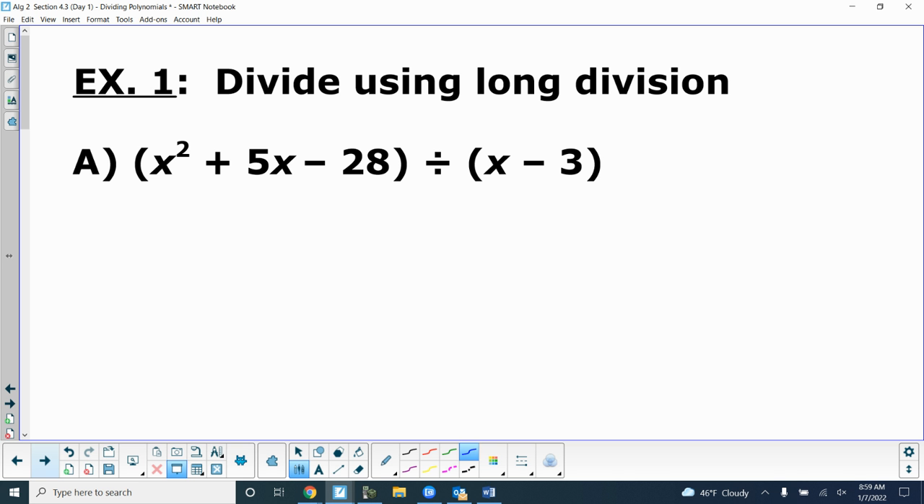Yes. Yeah, the x squared plus 5x minus 28 goes where? Under the division symbol, right? The x minus 3 goes out front, right?